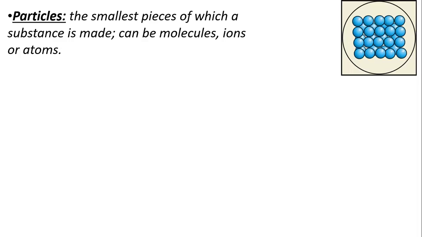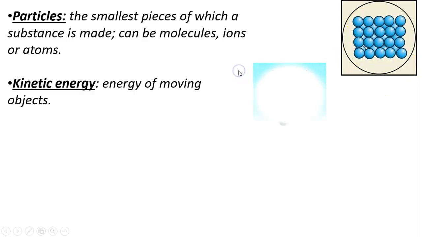Okay, particles. What are particles? Particles are the smallest pieces of any substance. They can be molecules, ions, or atoms. Molecules, of course, these are the particles that are made of more than one atom. While ions, these are the charged atoms that lost an electron, for example. While atoms, this is the single unit of the molecule, like one hydrogen, for example, one oxygen. This is said to be an atom.